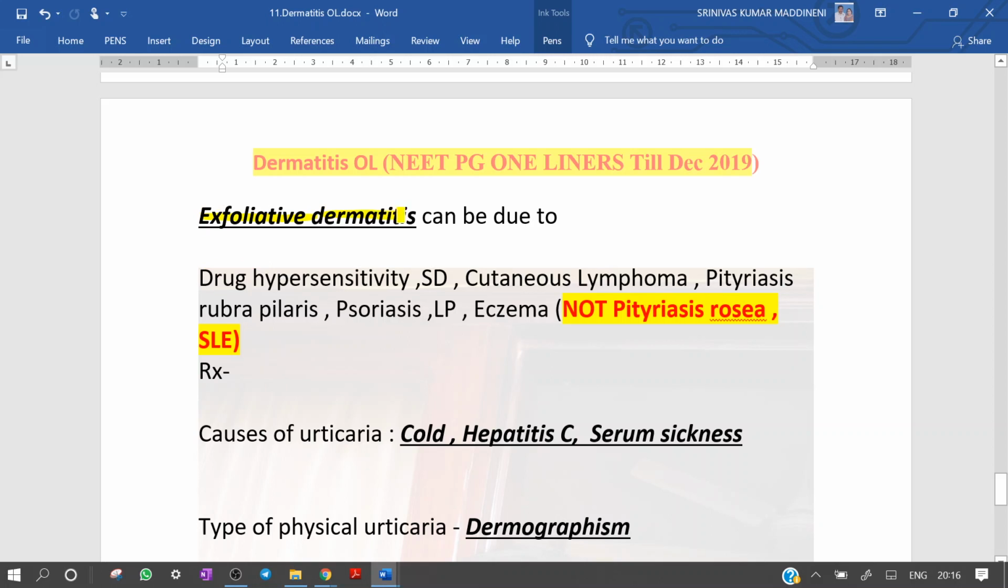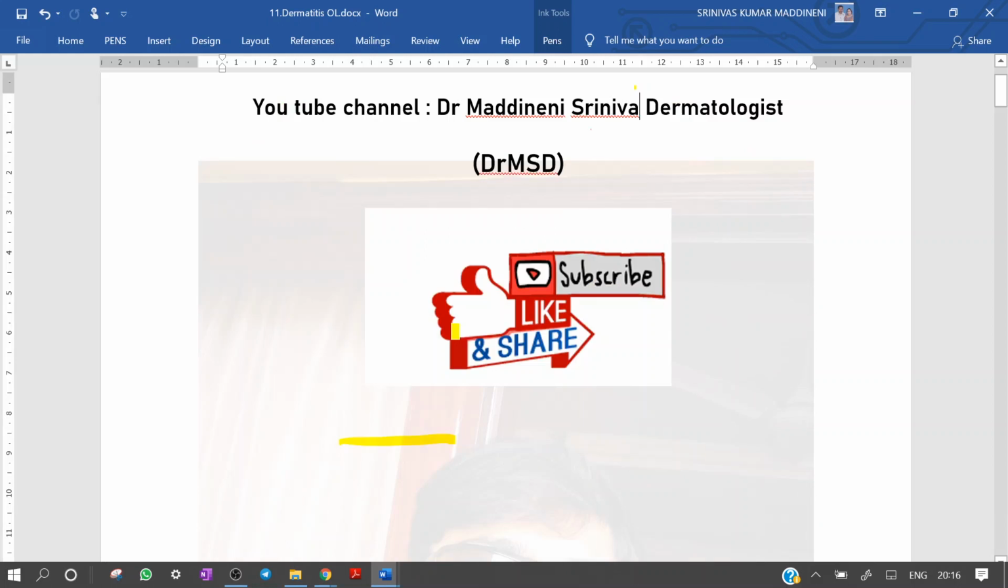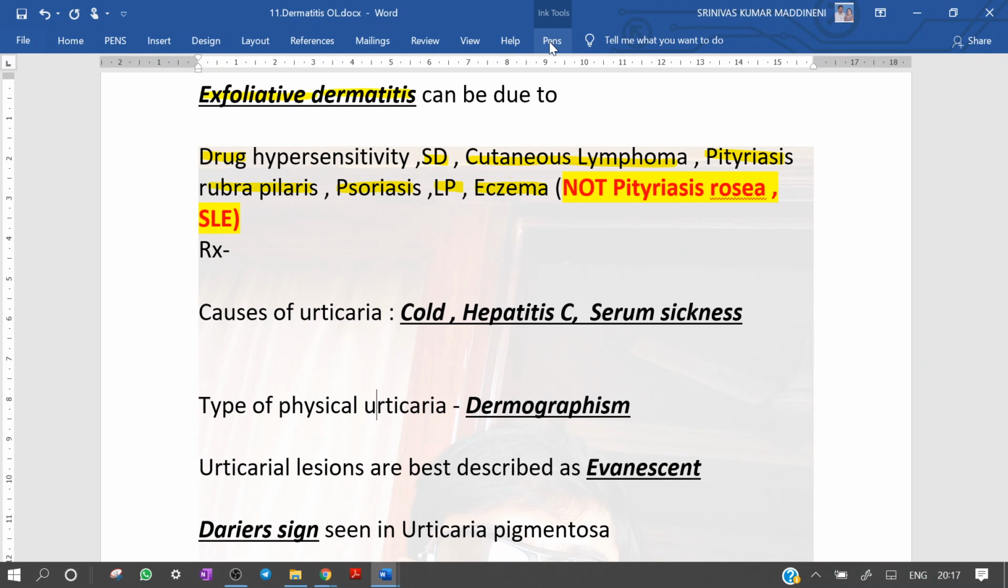Exfoliative dermatitis, also called erythroderma, could be due to drugs, it could be due to seborrheic dermatitis being generalized, it could be cutaneous lymphoma, it could be pityriasis rubra pilaris, it could be psoriasis, lichen planus, eczema. These are papulosquamous disorders. So in that way, papulosquamous disorders can also lead to exfoliative dermatitis. Papulosquamous disorders I have dealt with in a separate video. The link for the same I will put in the iCard above. Remember, P. rosea and systemic lupus erythematosus are not the causes for exfoliative dermatitis.